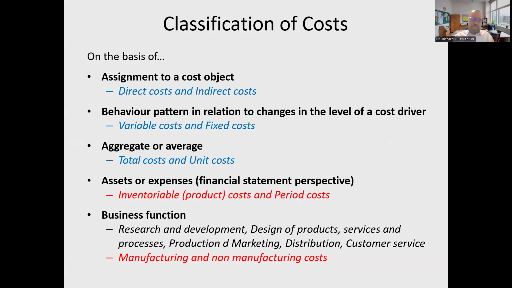The indirect cost to a bicycle is the electricity which was used in welding. Can you trace electricity to the bicycle instantly? No. What about the water which was used? What about the supervision cost? You can't see it. Okay.